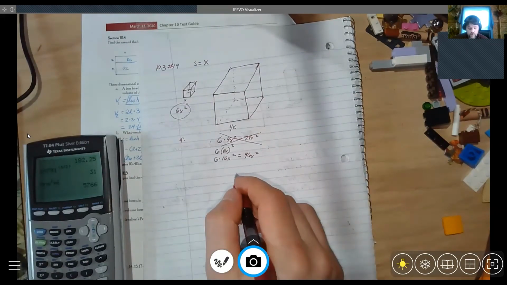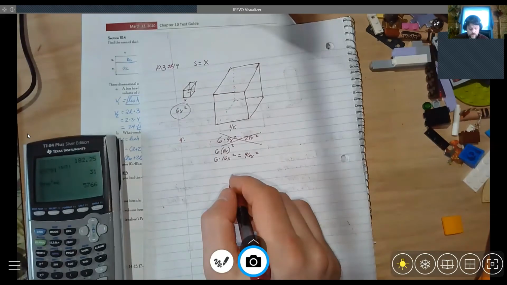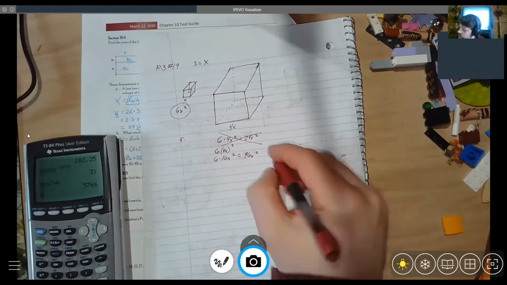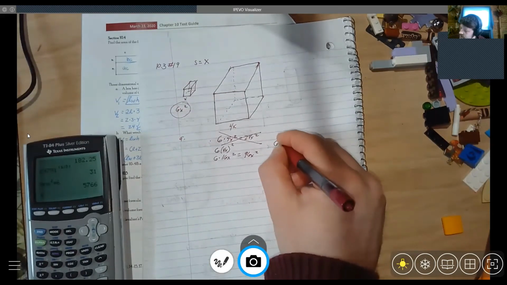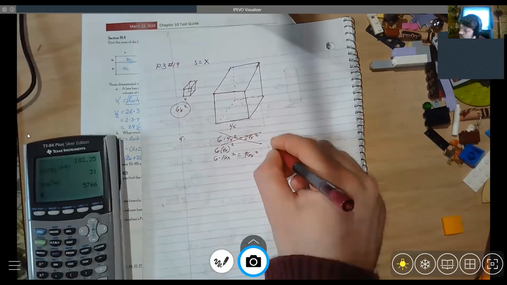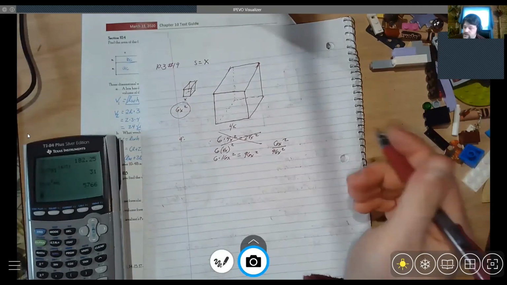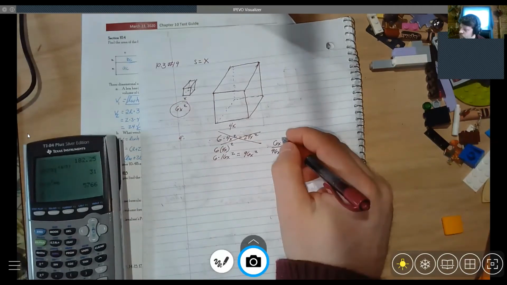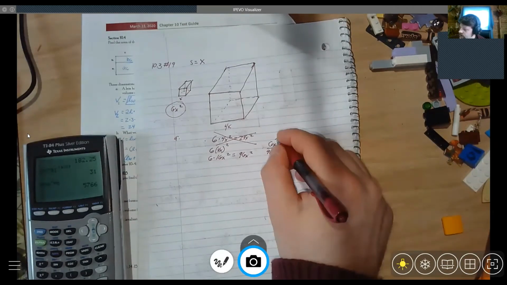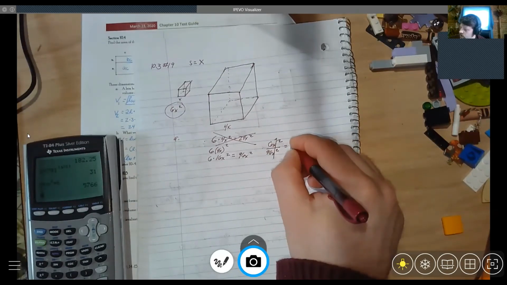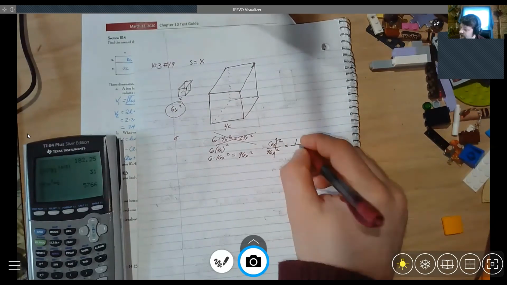They want the ratio of the small to the large. So the ratio is going to be 6x squared over 96x squared. That's my ratio. And obviously we can simplify that. X squared over x squared is 1, right? So that's going to cancel. And then 6 over 96 is 1 over 18.